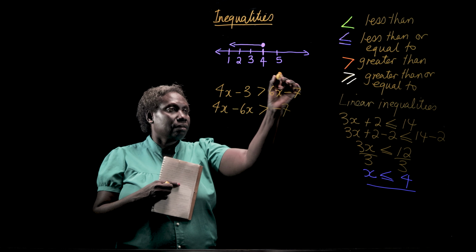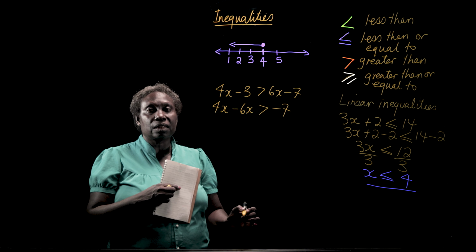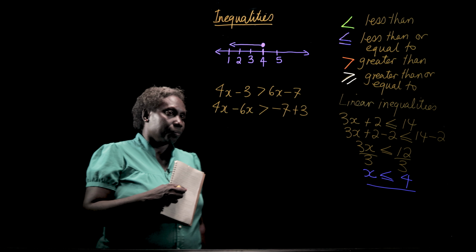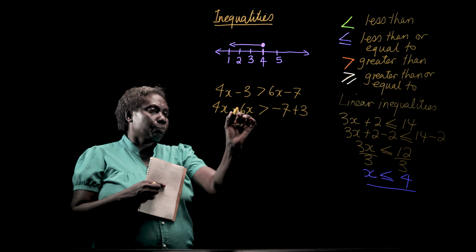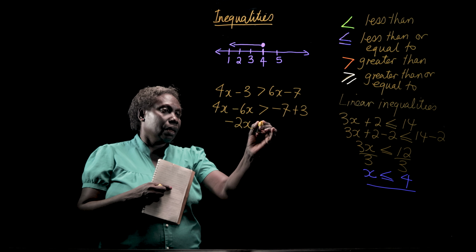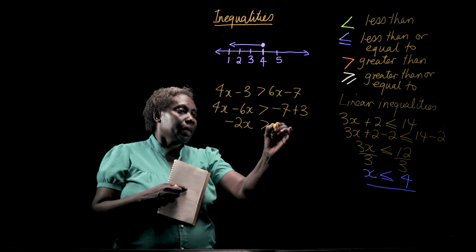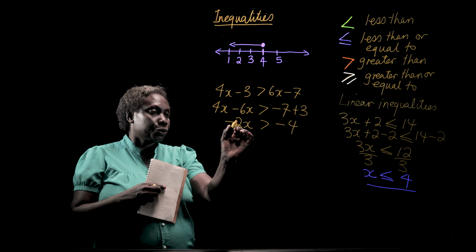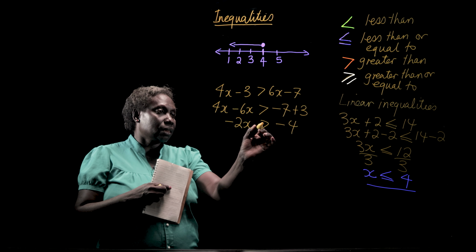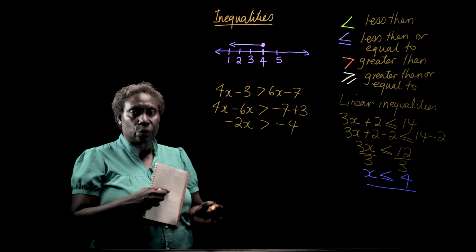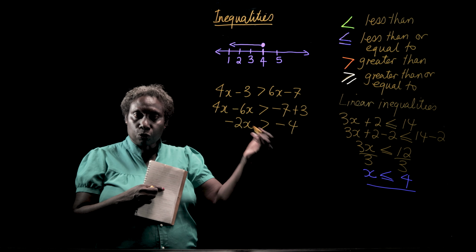I'll bring negative 3 to the right-hand side. It becomes positive 3, so I have plus 3 here. 4x minus 6x is negative 2x, and it is greater than negative 4. Now I have negative 2x is greater than negative 4. I am going to divide both sides by negative 2.